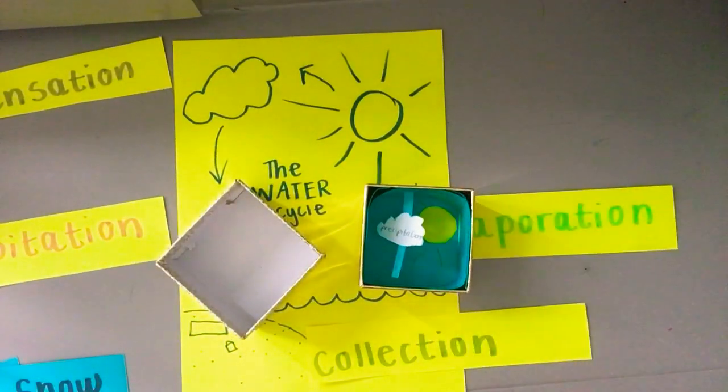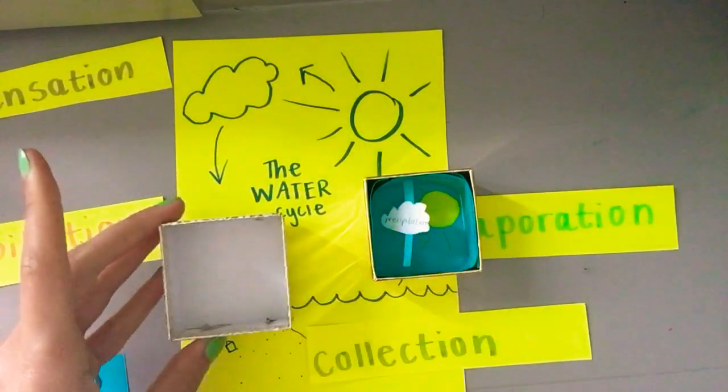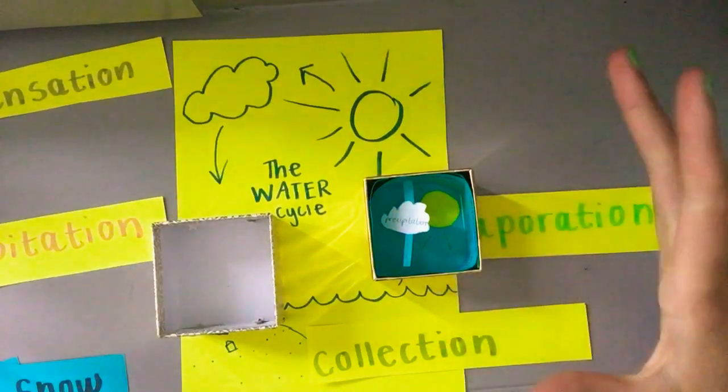I had this little jewelry box that's very small. So I have a very small diorama, but if you have a cereal box that you're done with that you can cut up and open up so that you can see inside of it, cardboard box, shoe box, anything like that, you can do this on a larger scale.